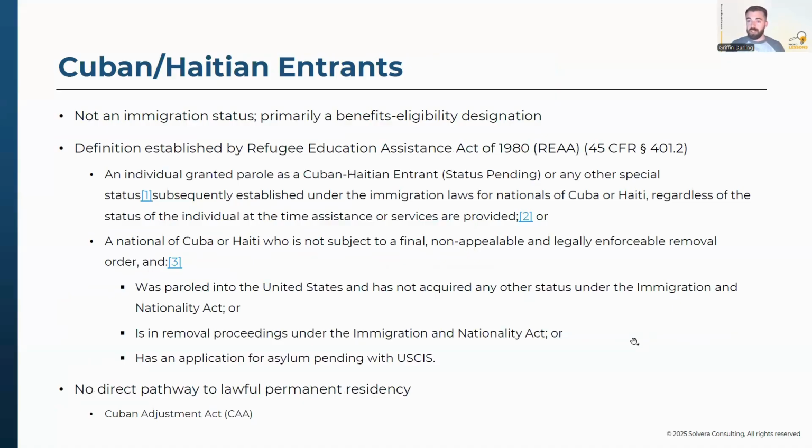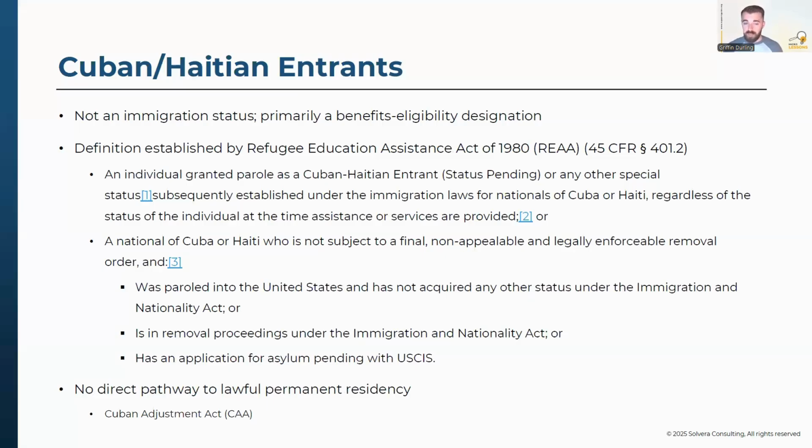Moving on now to Cuban Haitian entrants. Now, this is not an immigration status. It's primarily a benefits eligibility designation that was created by the Refugee Education Assistance Act of 1980. It's defined at 45 CFR, section 401.2. It includes individuals paroled into the US as Cuban Haitian entrants, nationals of Cuba or Haiti who are in removal proceedings, immigration court proceedings, nationals of Cuba or Haiti with pending asylum applications, and those paroled and without other immigration status.